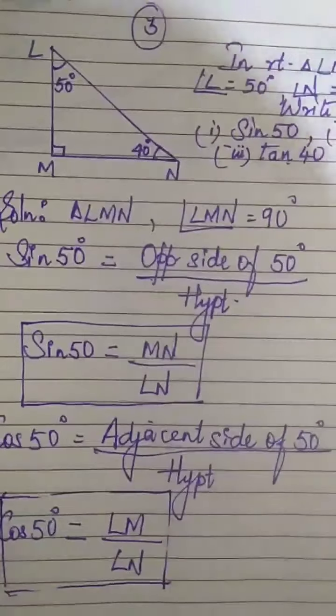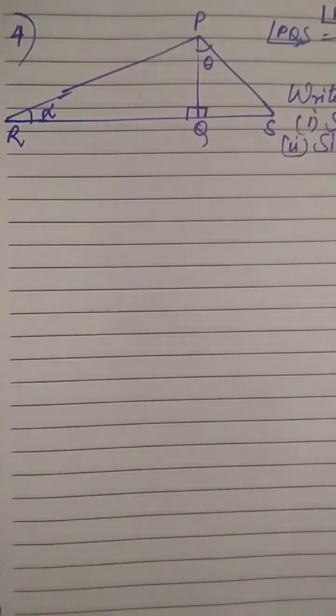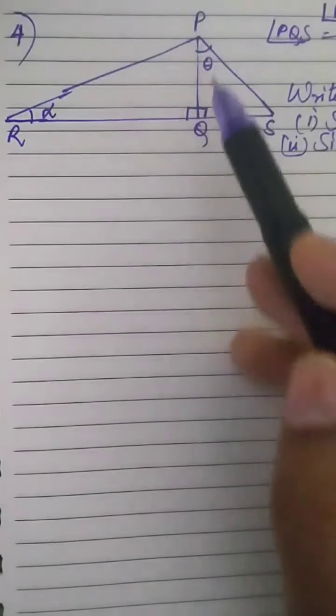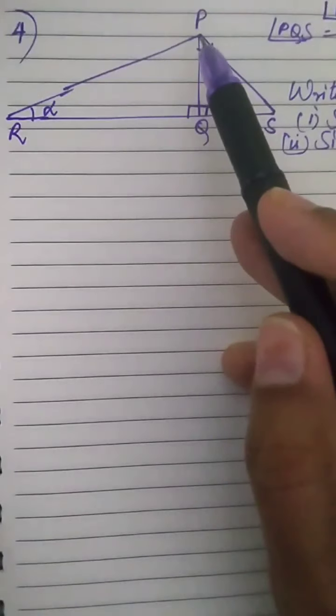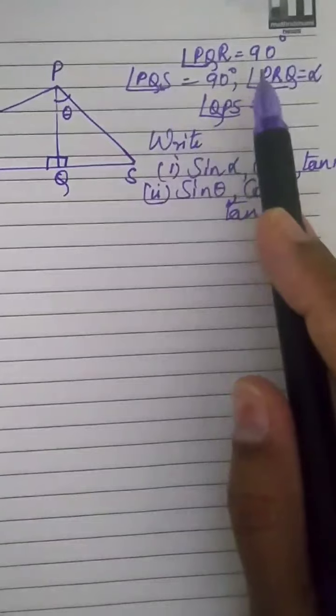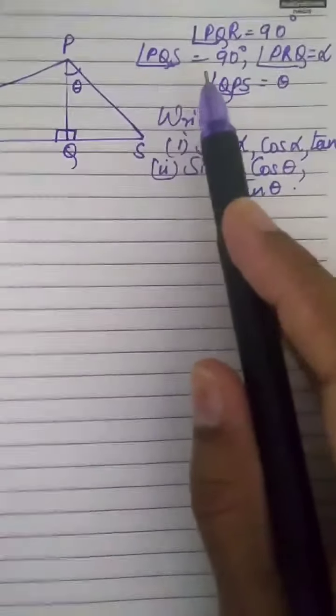Moving on to the fourth question. You have this figure. You have the triangle PRS and then they have given an altitude also. They have shown a 90 degree, that is a perpendicular from vertex P. Let us see. Angle PQR is equal to 90 degrees. PQR, this is 90 degrees, and PQS is also 90 degrees as given in the question.